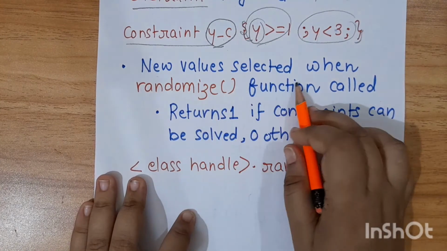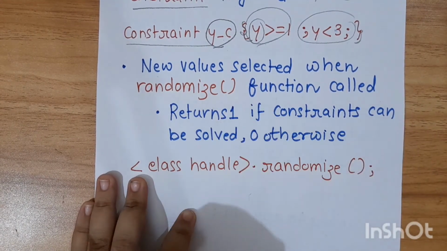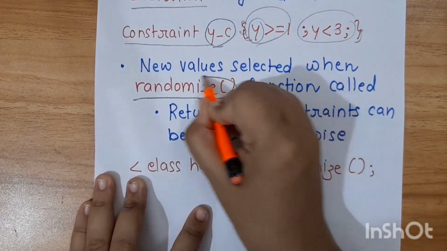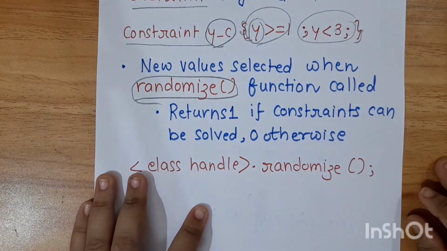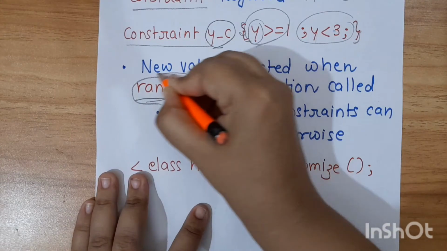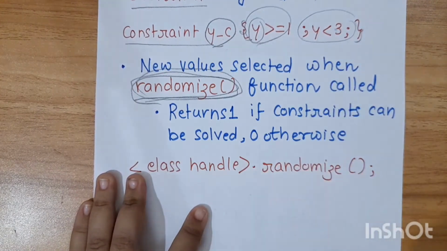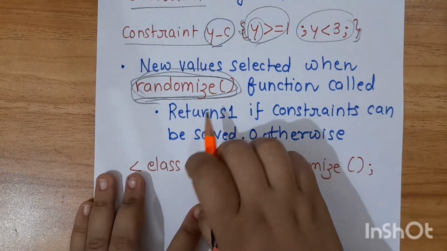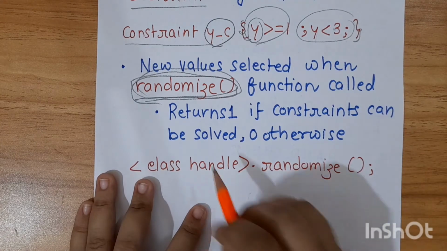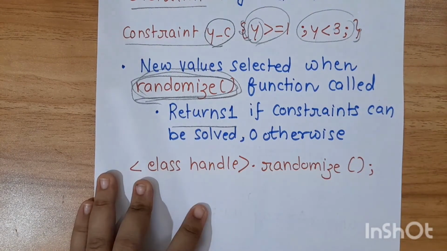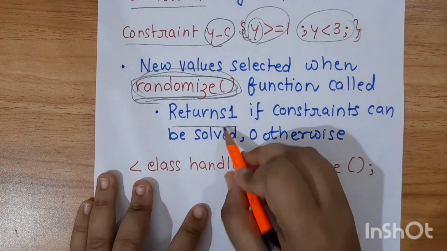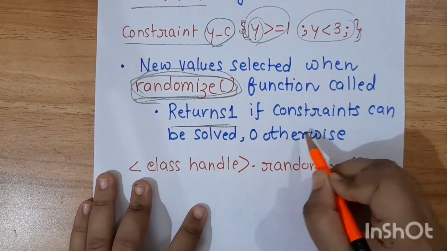New value selected when randomize function calls. So when this particular function is called, the value of y will be randomized. The fields are randomized when this function is being called. Randomize. This function returns 1. So the return value of the function is 1.